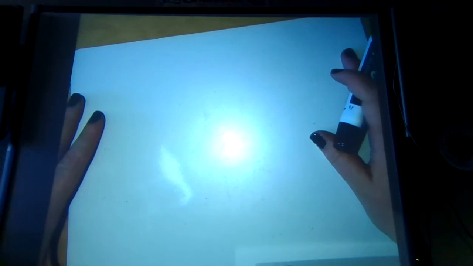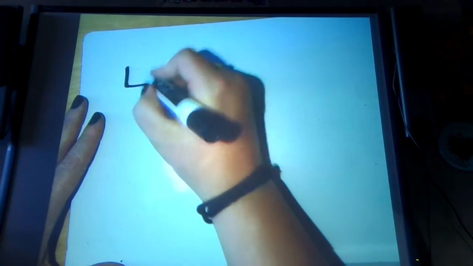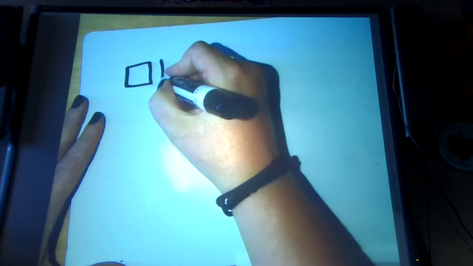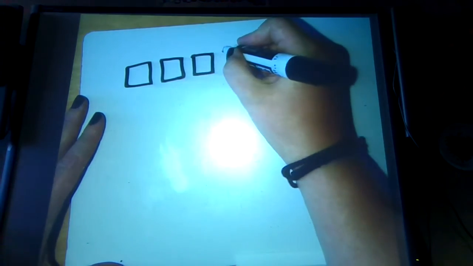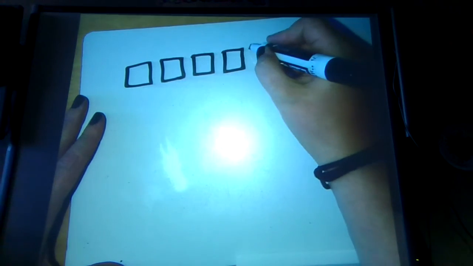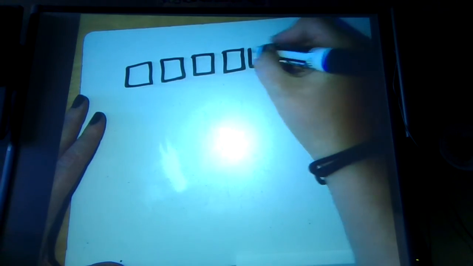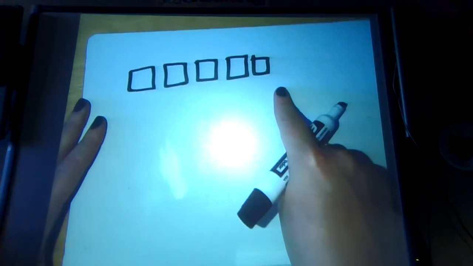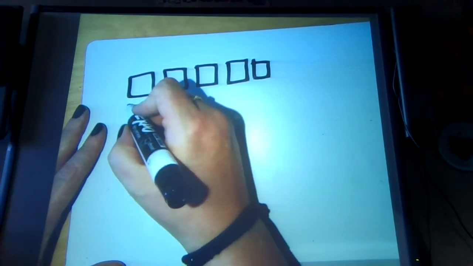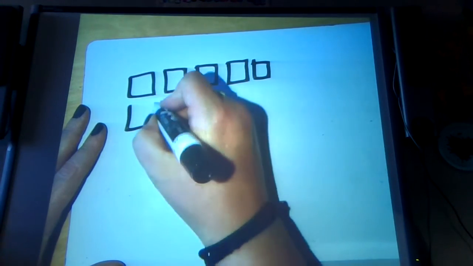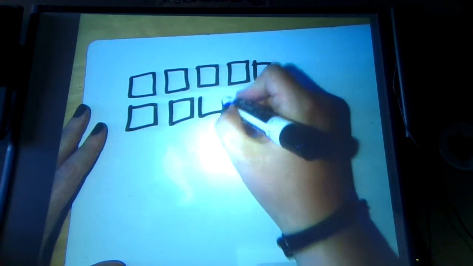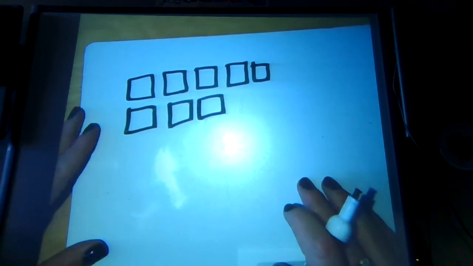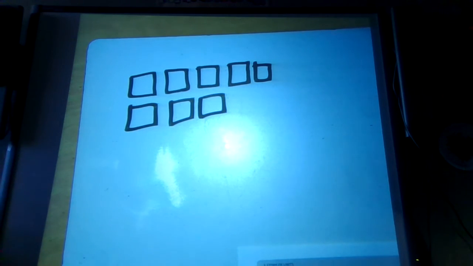I'm going to start by drawing the 8 presents. I'm going to do these 8 presents in my 5 groups. So I'm going to make them as little squares. So here's my first 5. And now I'm going to keep going on the bottom. 6, 7, 8. All right, those are the 8 presents that Shelley had.